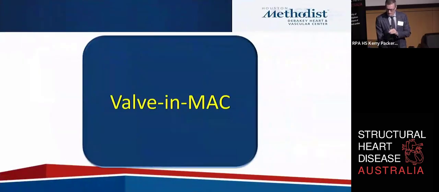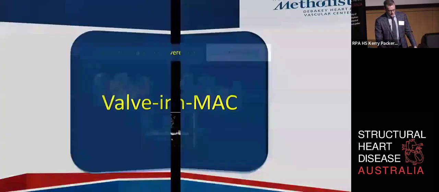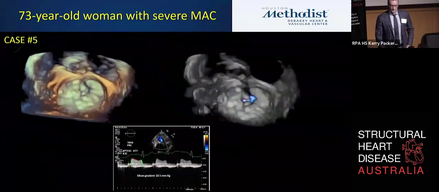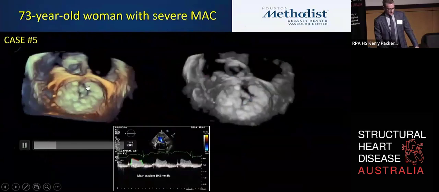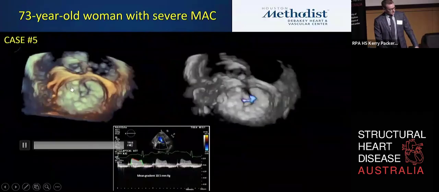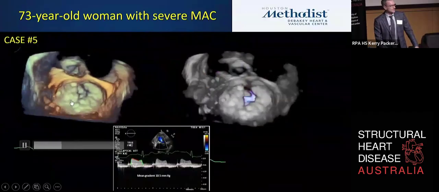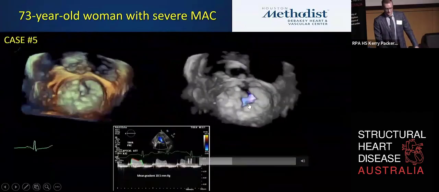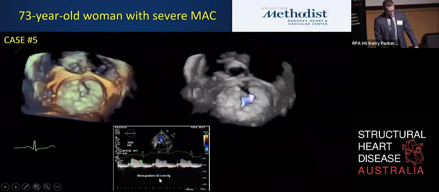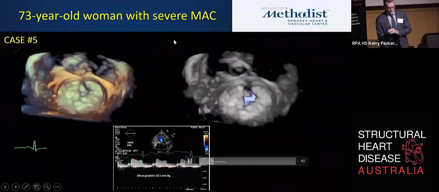I can't go through all of those in the time allotted, but I'll go through one case of valve in MAC, which I think highlights some of the imaging features. So this was a 73-year-old woman who had severe MAC. I love showing this video because it doesn't matter if it doesn't play, it looks the same. But this is a circumferential annular calcium. Believe me, there's a little diastolic orifice here. Mean gradient, my fellow measured at 10.5. I would have called it 11.